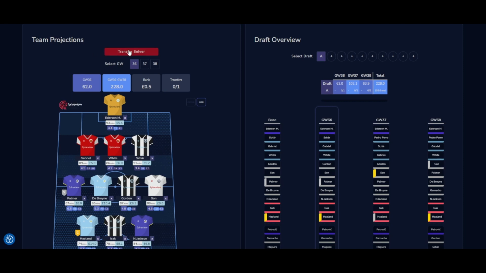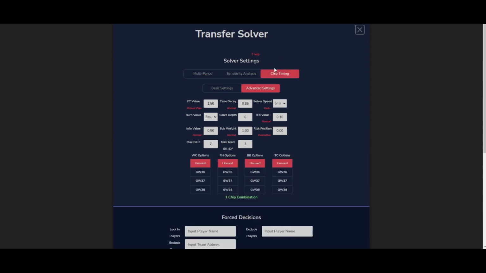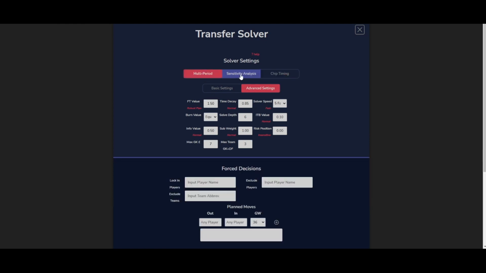So what I'd suggest is we've got our three different types of solves: multi-period, sensitivity analysis, and chip timing. Chip timing is really just for when we're uncertain about when we want to time our chips, and developing a strategy around that. If you know what chip you're playing, or you're choosing a chip, it's largely not relevant. So in typical game weeks, generally your decision is going to be between multi-period and sensitivity analysis. And the default is really this multi-period solve.